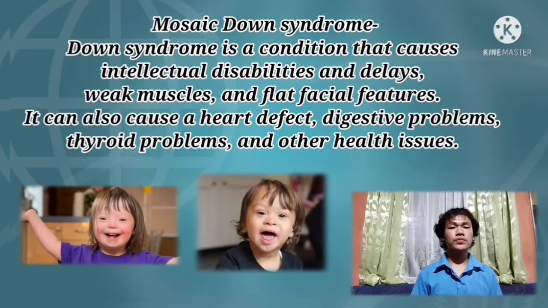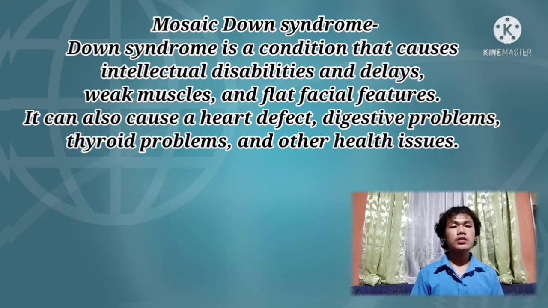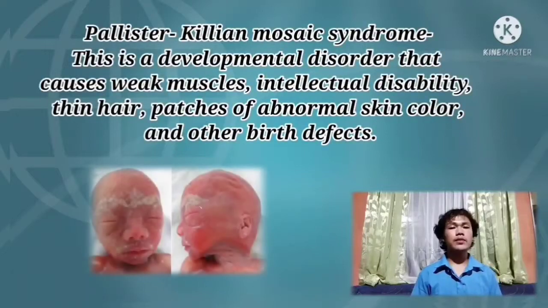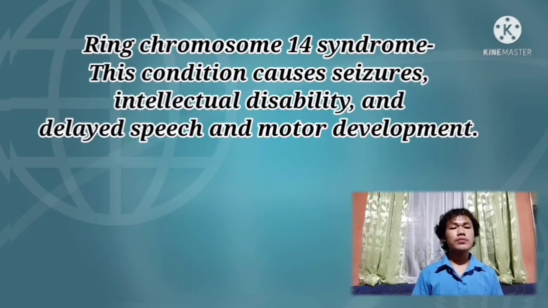Mosaic Down syndrome. Down syndrome is a condition that causes intellectual disabilities and delays, weak muscles, and flat facial features. It can also cause a heart defect, digestive problems, thyroid problems, and other health issues. Pallister-Killian mosaic syndrome. This is a developmental disorder that causes weak muscles, intellectual disability, thin hair, patches of abnormal skin color, and other birth defects. Ring chromosome 14.